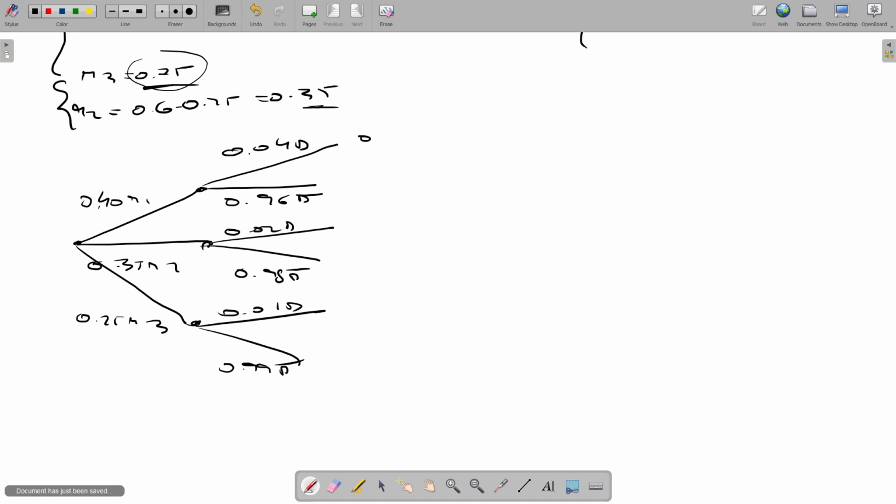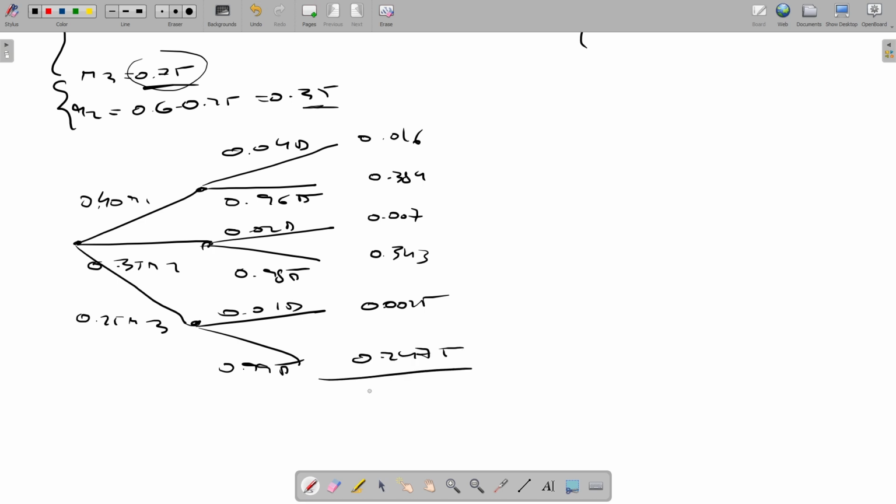So doing the math, we get 0.016, 0.384, 0.007, 0.343, 0.0025 and 0.2475. Remember, as a sanity check, sum these up and you're going to get 1. If you don't, you messed up the calculation somewhere.